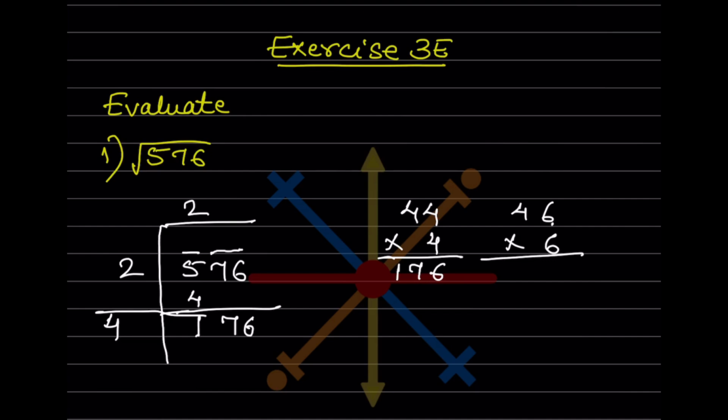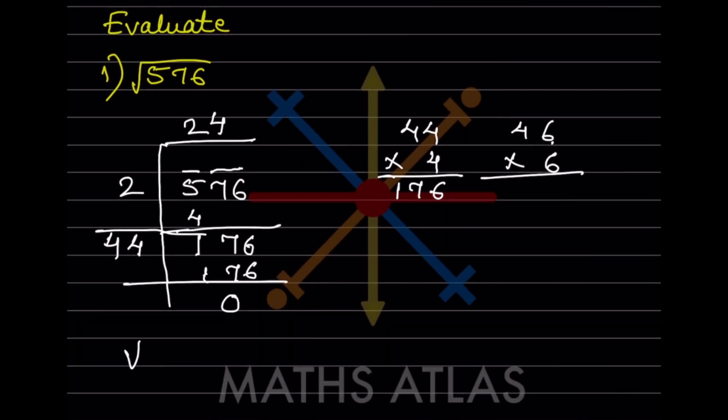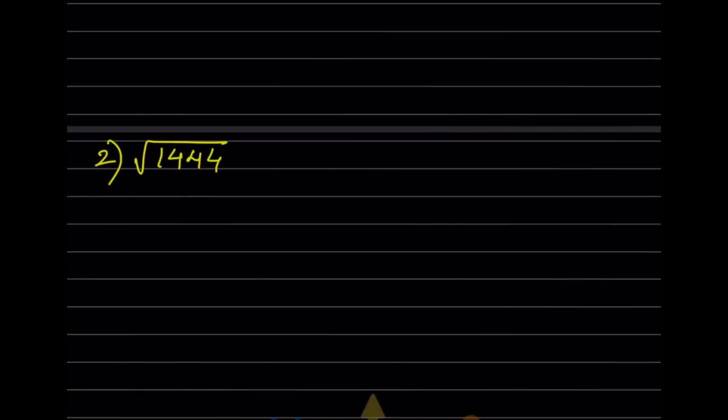Now what will you do? You will write here 44 fours are 176. So now you know the remainder here is 0. So we can write that the square root of 576 is whatever this quotient is, right? That is 24. Now let us see for this one.